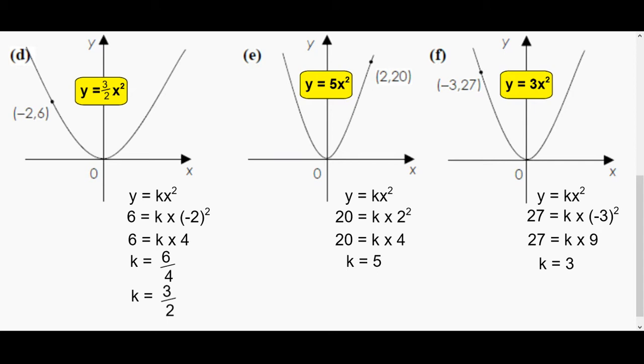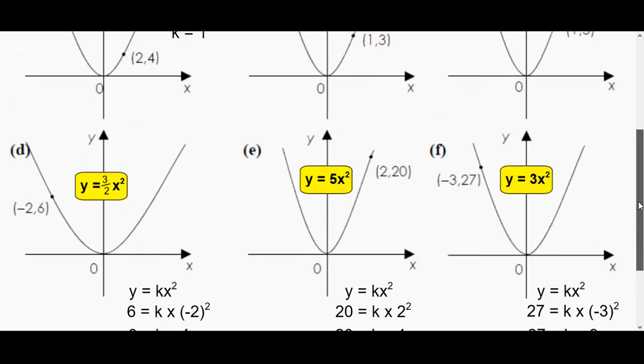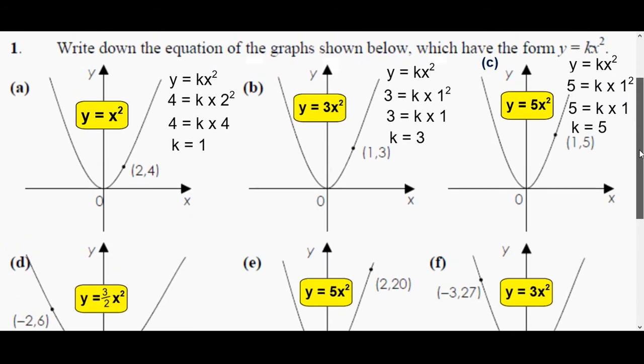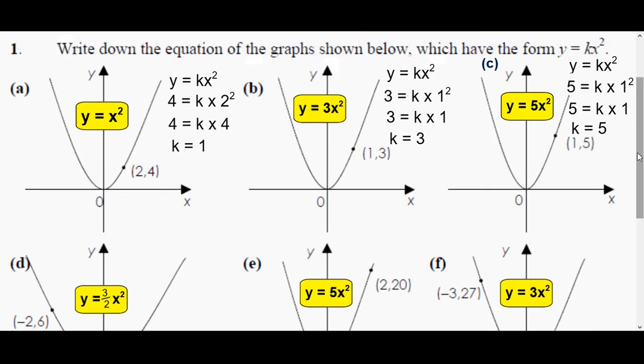Now what you could do is go back and try these questions again before I rub out the answers and see if you can do them if you want extra practice.